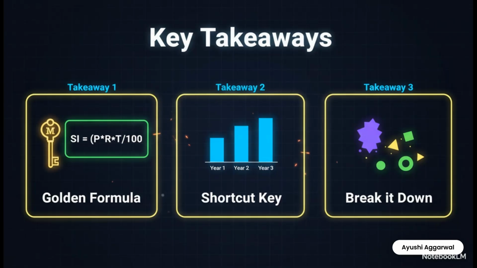Done. So let's quickly recap the 3 big takeaways from today. First, that golden formula, it is your master key for any simple interest problem. Second, the same every year principle, that is the secret sauce behind the shortcut. And third, the divide and conquer strategy. Use it to break down any complex question into easy-to-solve pieces.